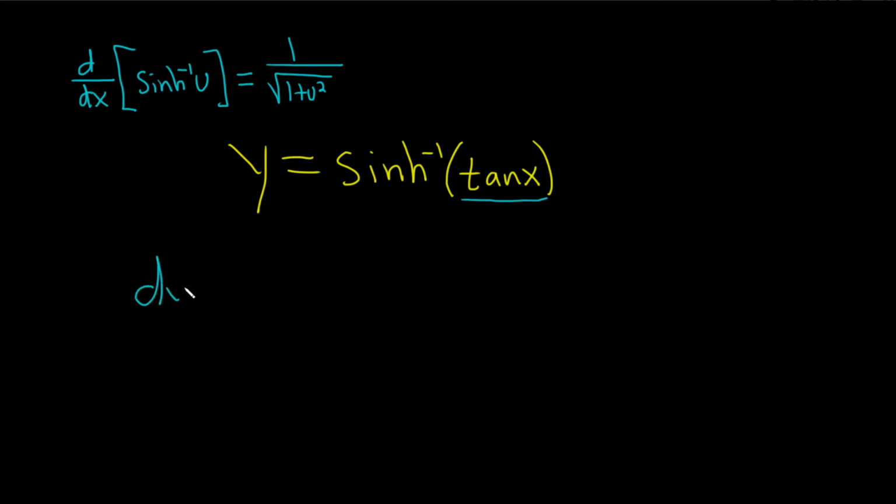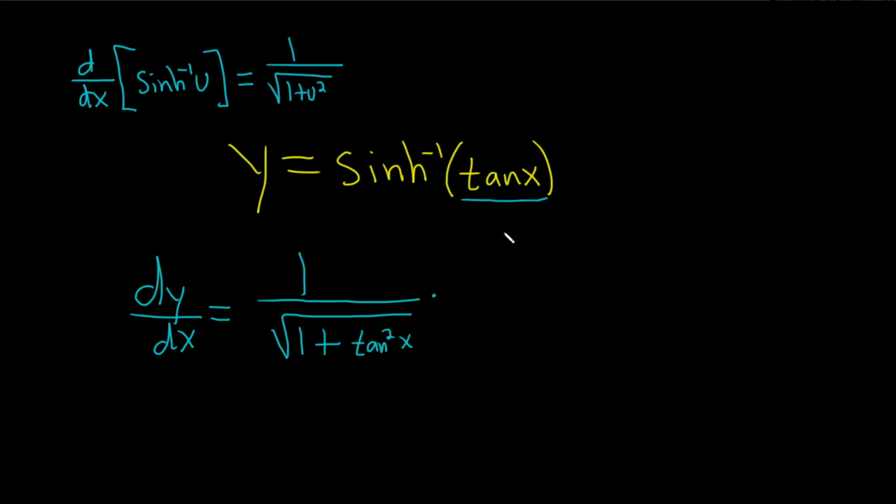So dy dx is equal to, so let's take the derivative of the outside and leave the inside untouched. So it'll be 1 over the square root of 1 plus, and then instead of u, it's tan x. So it's tan squared x times the derivative of the inside. Well, the derivative of tangent is secant squared x.